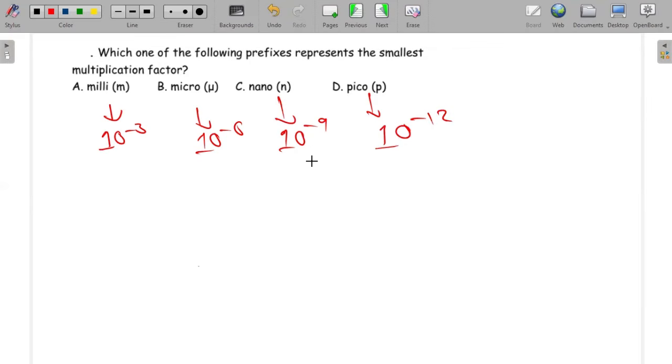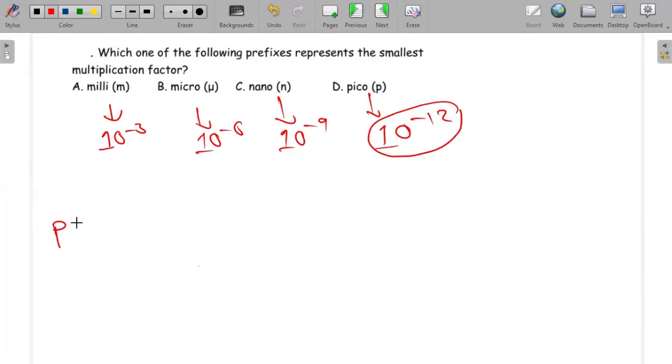So which one is the smallest amongst these? Which one has 10 to the power negative 3, 10 to the power negative 12? Okay, so it's the pico.